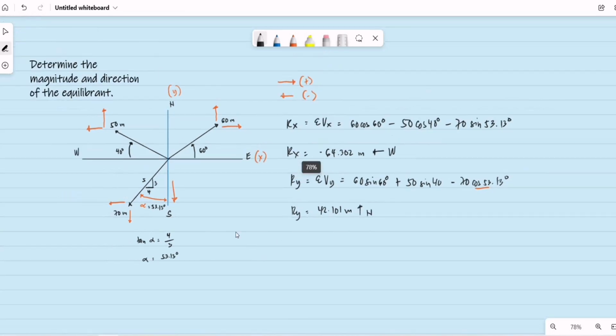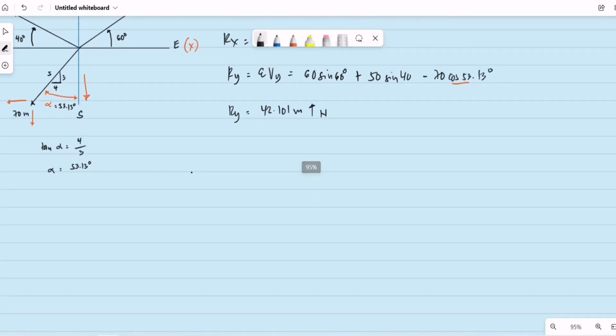So we have now the horizontal and the vertical component of our vector. For the horizontal component, that is Rx, towards the west, so it is negative 64.302 meters. Then for the vertical component, that is towards the north, so this is our Ry is equal to 42.101 meters. Then this will be our resultant.